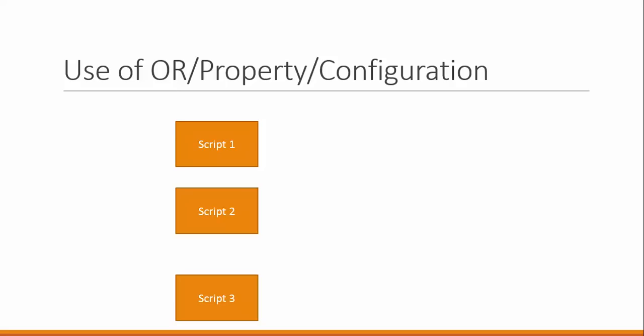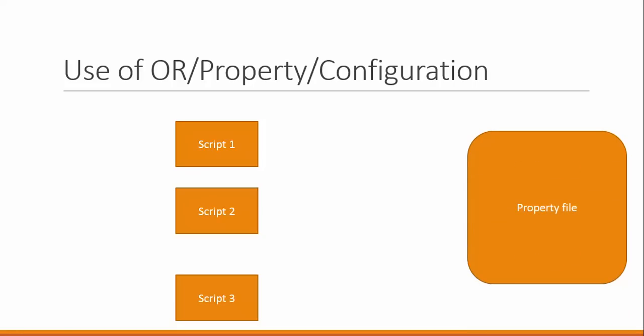If I don't use any property file, what will happen if I change the path from one location to another? Then I have to go to each script and modify the Chrome path. But that is again not a good way to do this. We need a central location where we can keep all the configuration details like Chrome driver path, IE driver path, Excel file path, and so on. So we can keep everything in a separate property file.